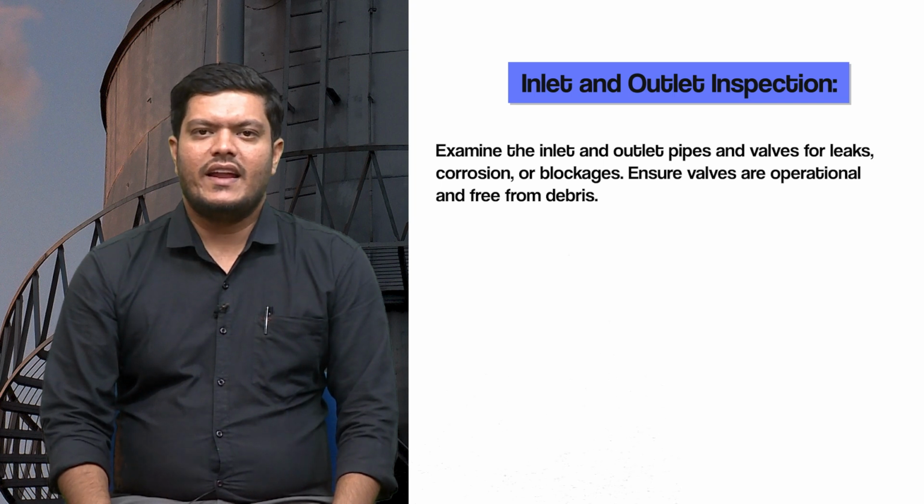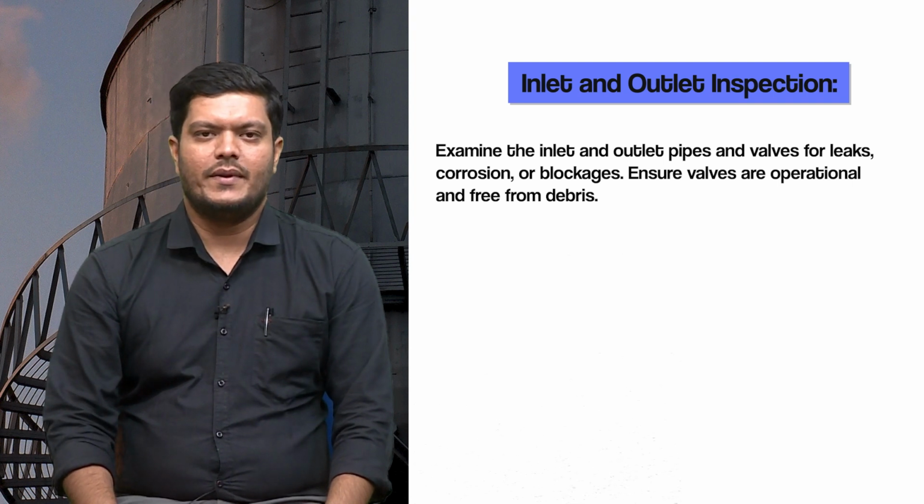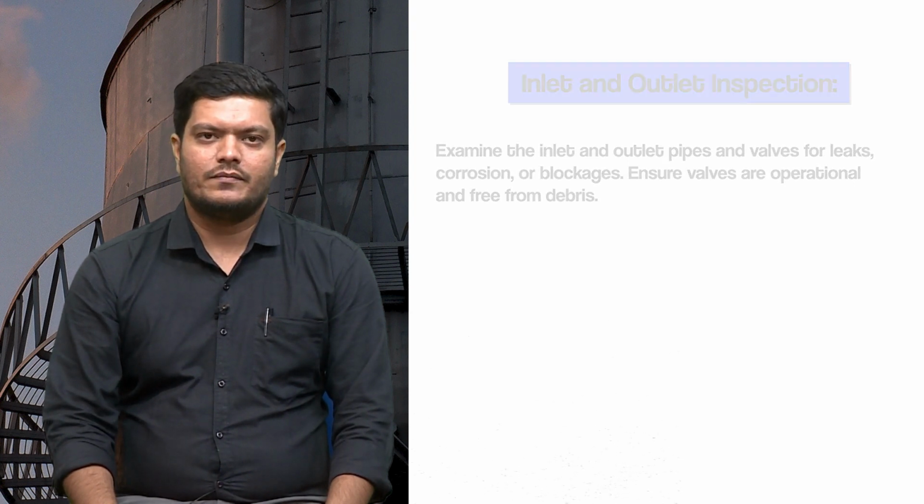Now, inlet and outlet inspection. Examine the inlet and outlet pipes and valves for leaks, corrosion or blockages. Ensure valves are operational and free from debris. Debris are the small particles which get settled in inlet and outlet of valves of the tank.